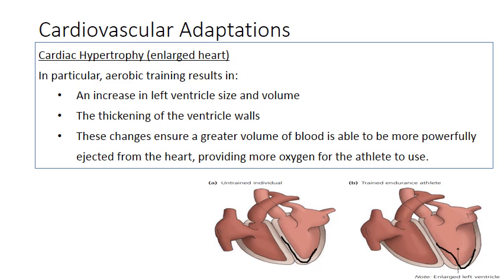With increased volume and increased wall size, we'll get a greater volume of blood that's more powerfully ejected from the heart. Therefore, it will provide more oxygen to the athlete to use. And remember, each chronic adaptation we look at, just take a moment to bring it back to how does that increase an athlete's performance.